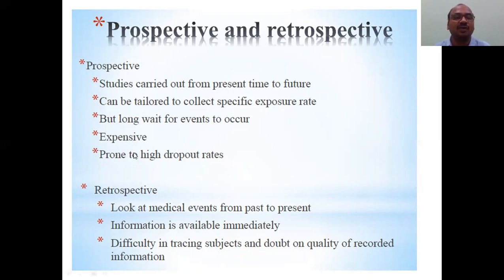It is also prone to a high dropout rate. That is a possibility. Some people may shift to other places. You keep on observing a smoker in Ibrahimpatnam, for example, and he gets transferred to another village, so a dropout happens. But in retrospective, it is already collected data, so there is no need to worry about dropouts. So clearly, I am explaining what a prospective study is and what a retrospective study is.